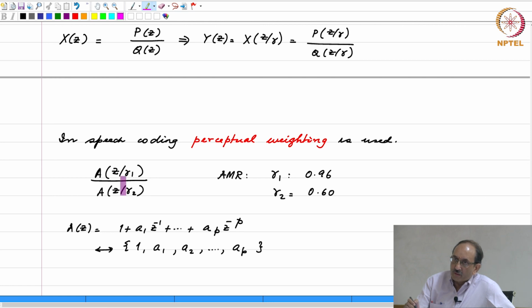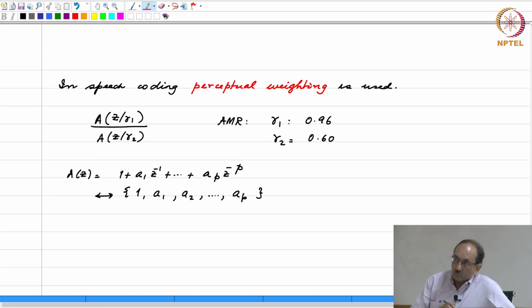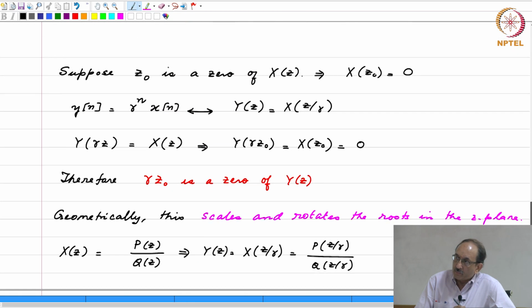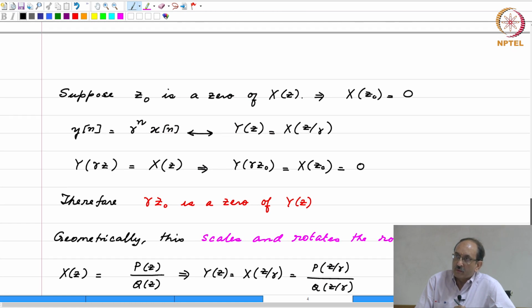And using this, the perceptual weighting filter is created, and this is used to improve the quality of the speech coders. So, this property has very significant practical use in speech coding.